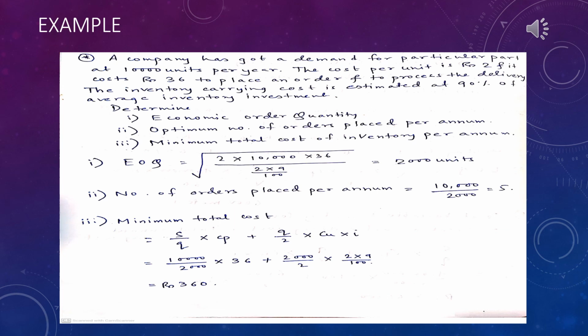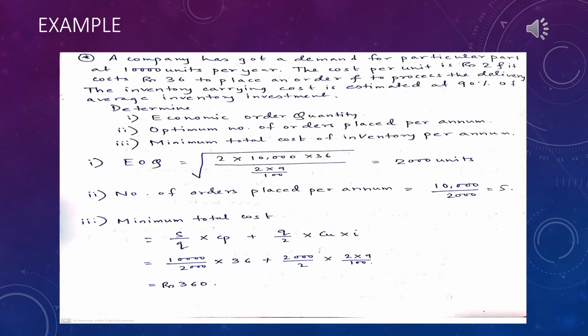Most importantly, going back to the total cost calculation, from the very first sum we have been calculating this one: S by Q into CP plus Q by 2 into CU into I. If we put in the formulas and values from the sum given itself, we find the minimum total cost to be rupees 360.